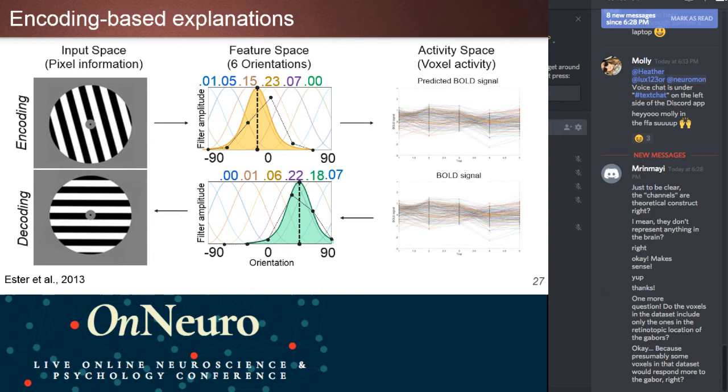And in an encoding model, looking just at the top row, it follows this left to right pattern. So you have the pixel information, you have the stimulus. This can be represented in an idealized feature space of 6 different orientations in this example. And from a linear summation of those weights, we can construct any stimulus.